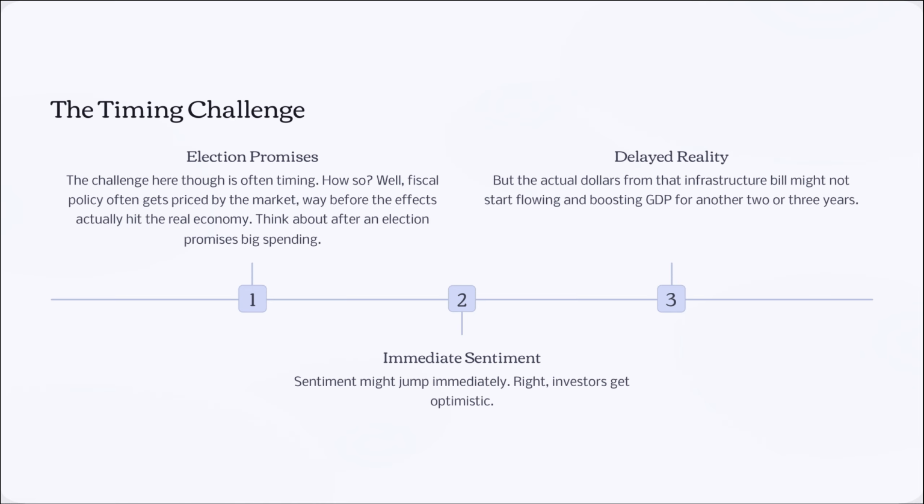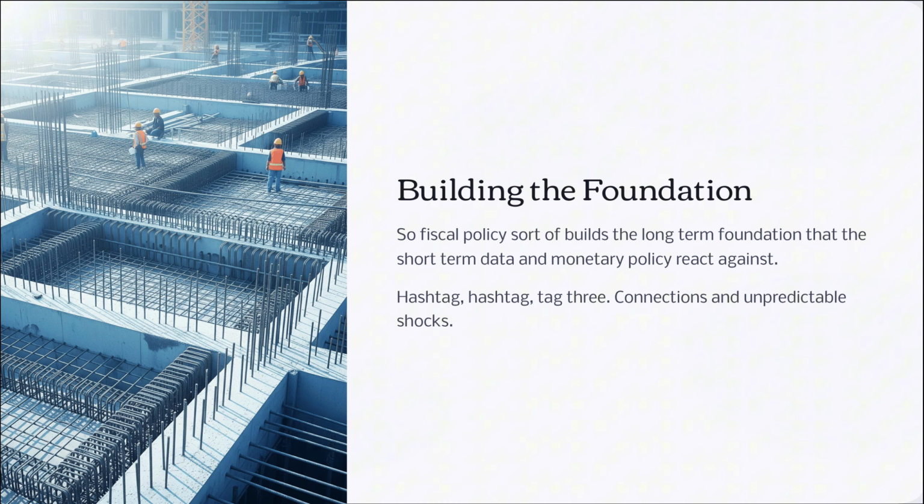How so? Well, fiscal policy often gets priced by the market way before the effects actually hit the real economy. Think about after an election promises big spending. Sentiment might jump immediately. Right, investors get optimistic. But the actual dollars from that infrastructure bill might not start flowing and boosting GDP for another 2 or 3 years. So fiscal policy sort of builds the long-term foundation that the short-term data and monetary policy react against.